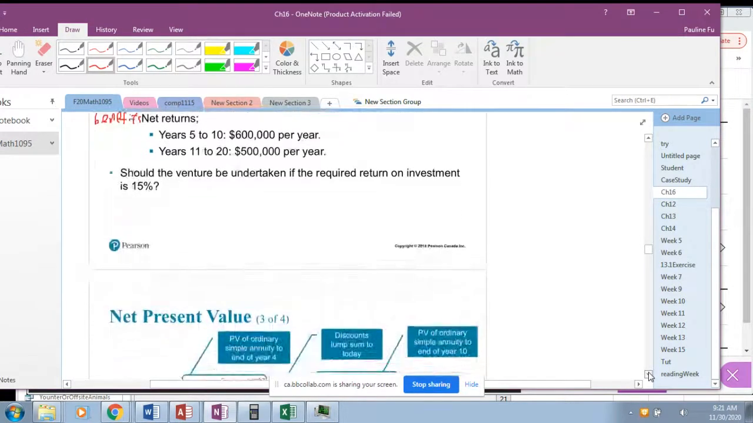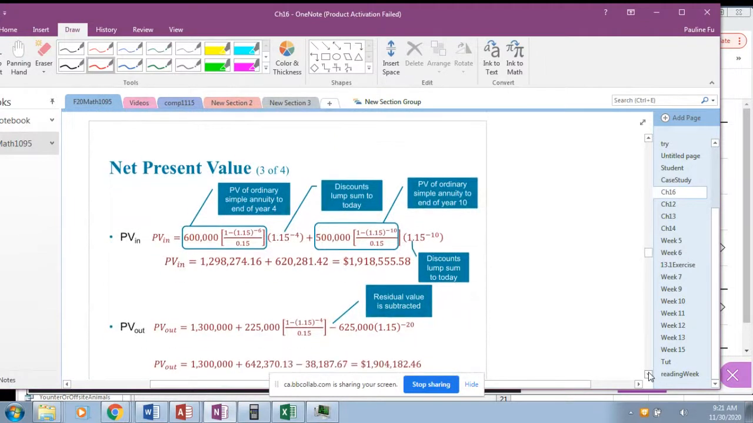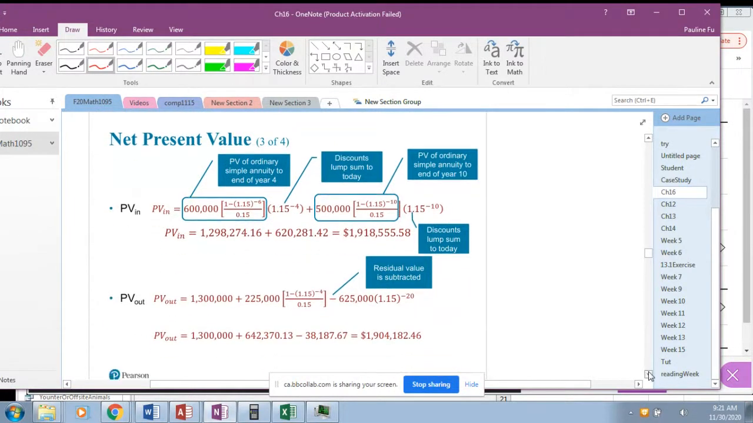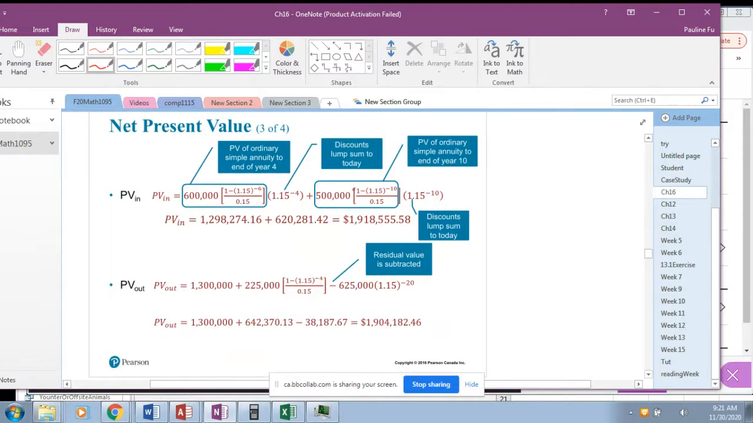Now we analyze this question. We are going to calculate with the formula method first, then I will present the calculator method. We calculate the present value of the money in, which means the benefit, and then the present value of the money out, which means cost.